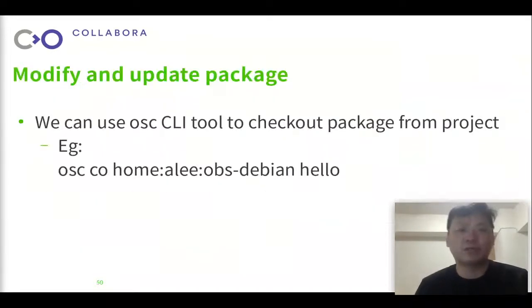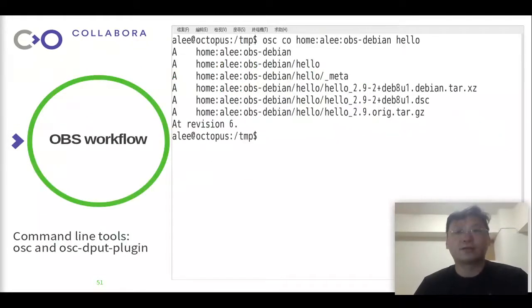Okay, once we import that, after that we need to modify and then update the packages. You can use the osc command directly, and it's a VCS-like command. You can use that to check out, commit, and so on, with these nice tools. Here's a sample. I check out the hello package from the home:ALI:OBS-Debian project. Here you can see how the osc command works to check out the package in the terminal.